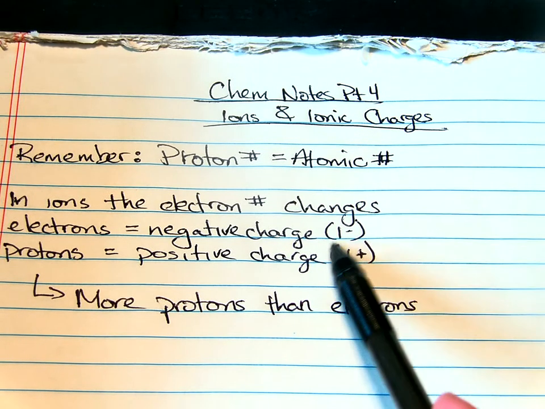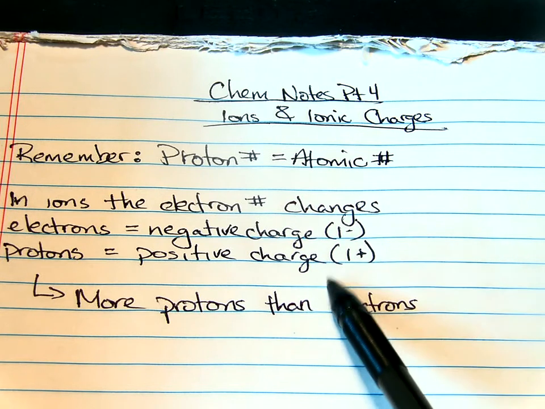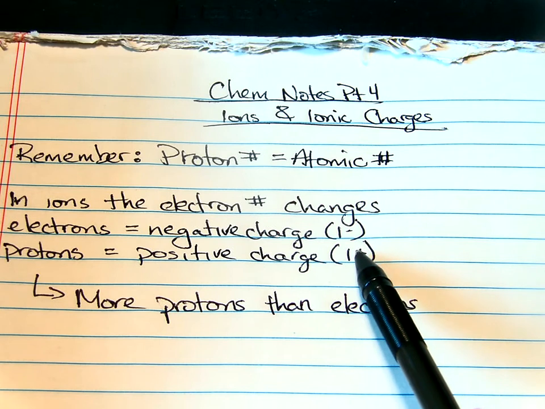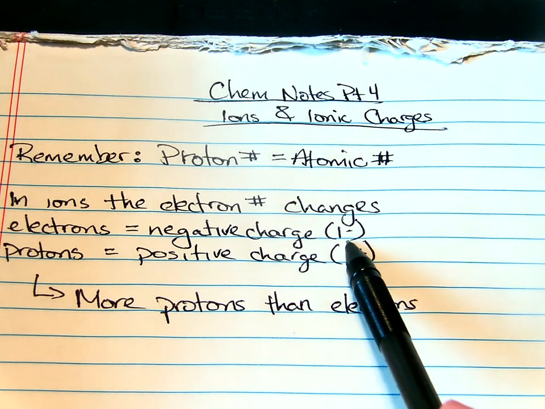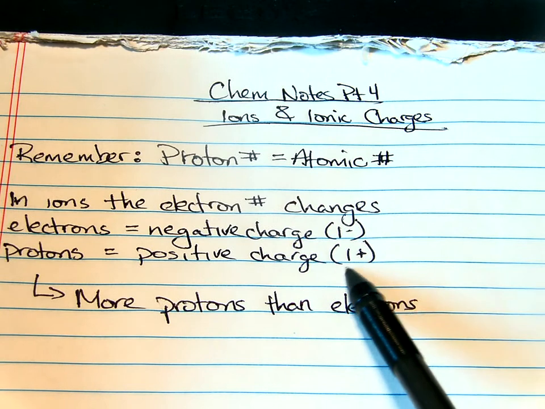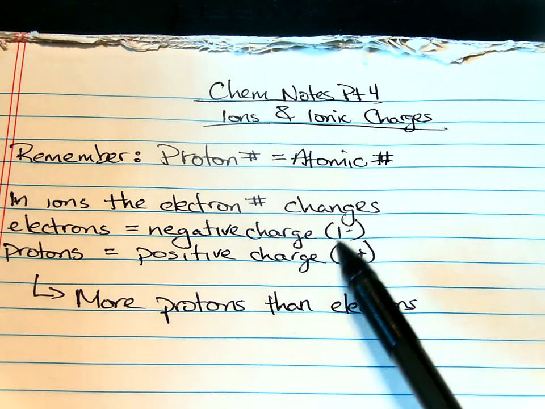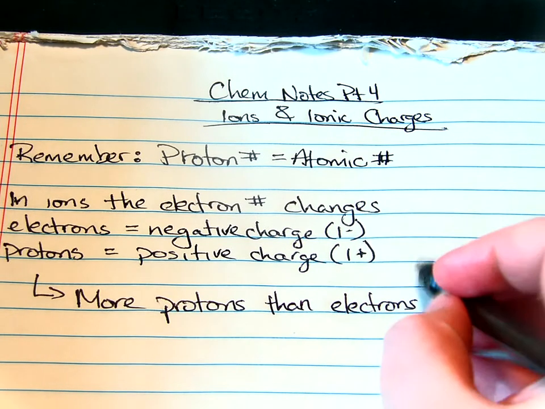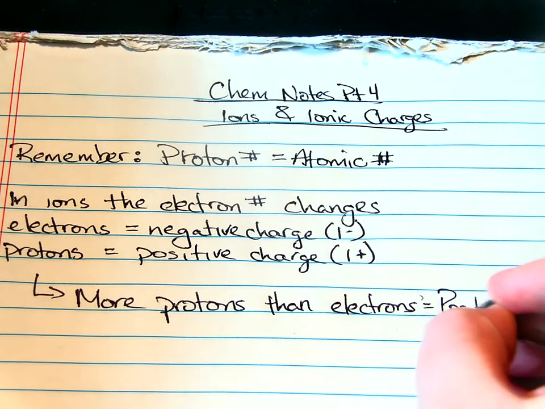Because every time I have a 1 plus and a 1 minus together, say if I have 10 positive and 10 minus, overall my charge is going to be 0 because every plus is going to balance with a minus. But as soon as I have extra pluses that don't have a minus to balance it out, the pluses win and I'm going to have a positive charge overall. So more protons than electrons equals a positive charge.